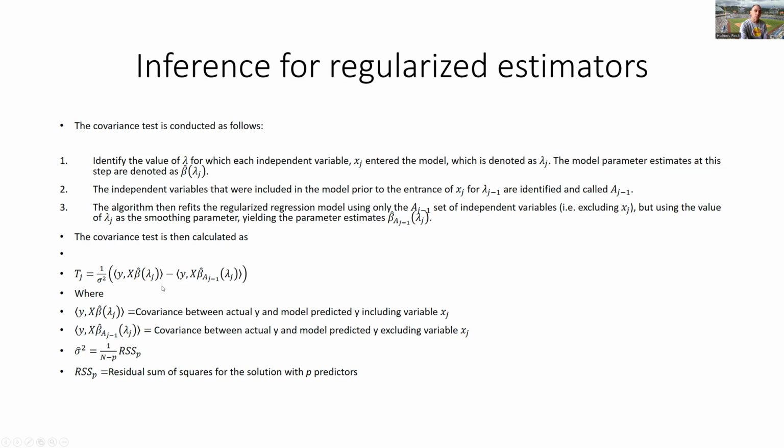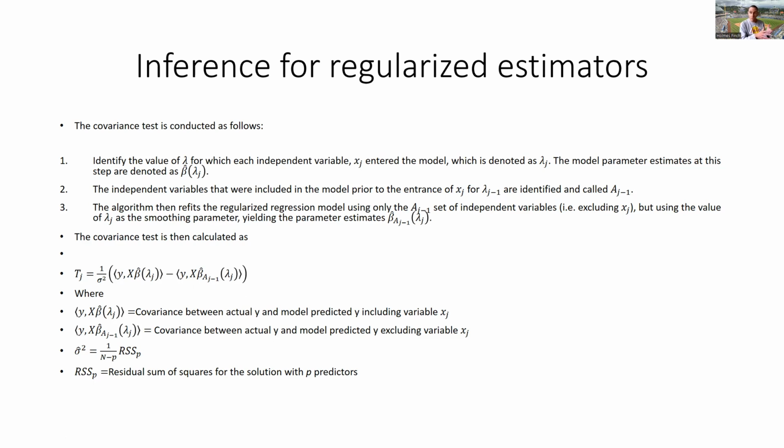So what we're doing is we're saying, what's the correlation, or what's the relationship between the predicted y and the actual y when we include x? And what's the difference between the actual y and the predicted y when x is excluded? And that difference in the covariances, that's a measure of how important x is.